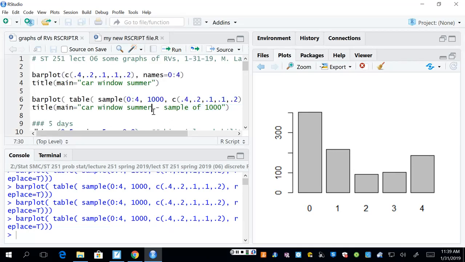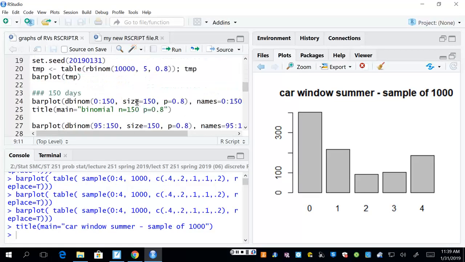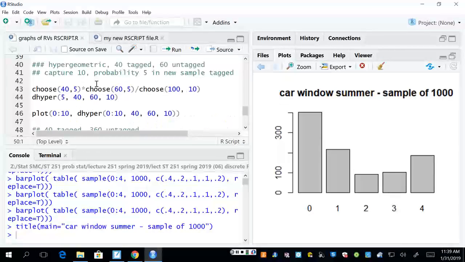If I put this in the middle of this, I can add a nice little title on there. Right? We didn't do that example. Here's the tagging questions.